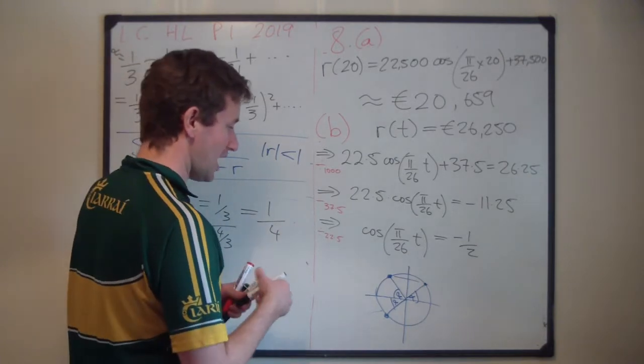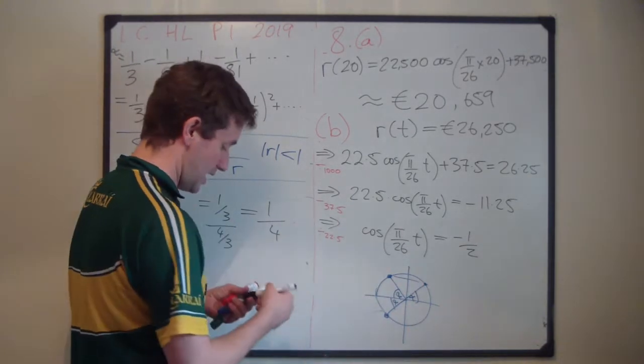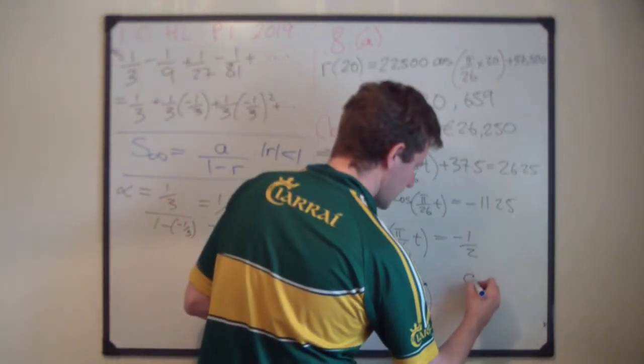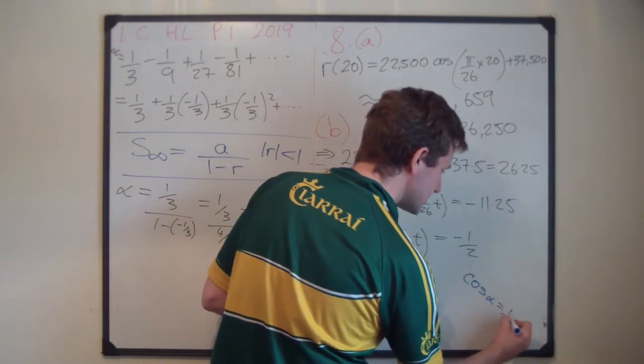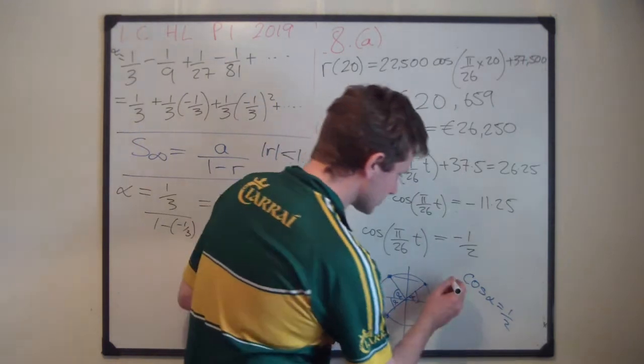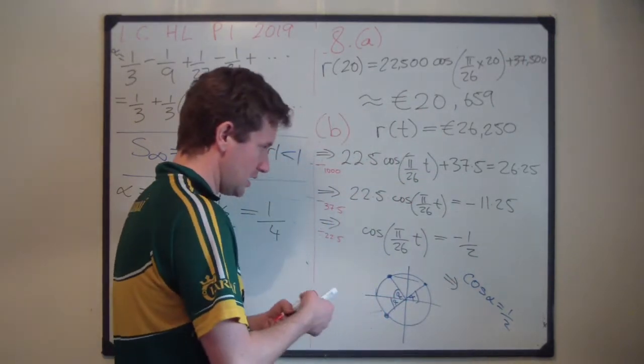Where do you get the alpha? Alpha is an angle whose cos is a half. So this is almost like a little side work here. So cos alpha is equal to half, and this is where I would come in and hit the inverse cos. So you want to get rid of the cos, you do inverse cos. Hit it to both sides.